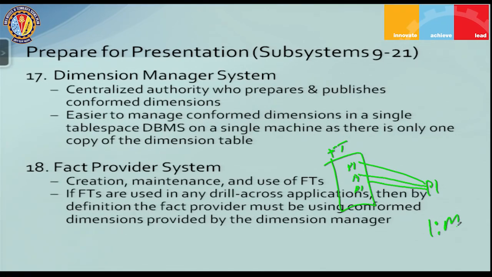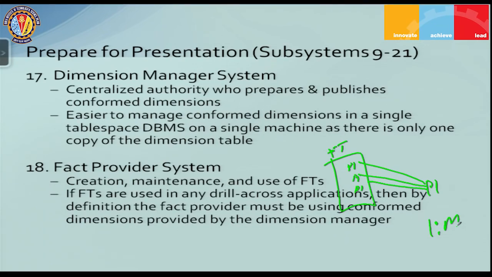Okay, so conformed dimensions means, as I told you in the previous lecture also, that they are dimensions which can be associated with multiple facts. And instead of maintaining multiple copies, we have this concept of conformed dimension. This concept is supported in databases. It is easier to manage conformed dimensions in a single table space DBMS on a single machine, as there is only one copy of the dimension table that is kept.